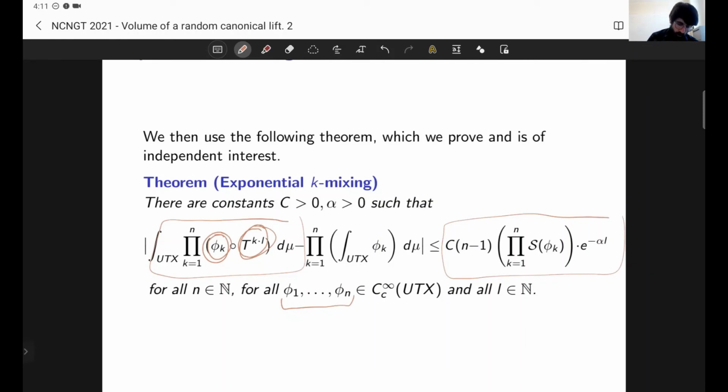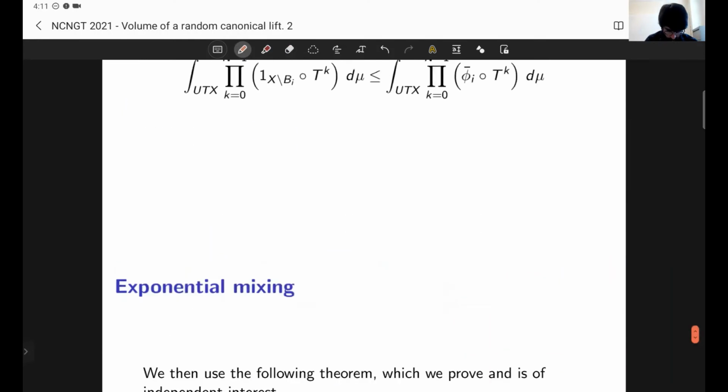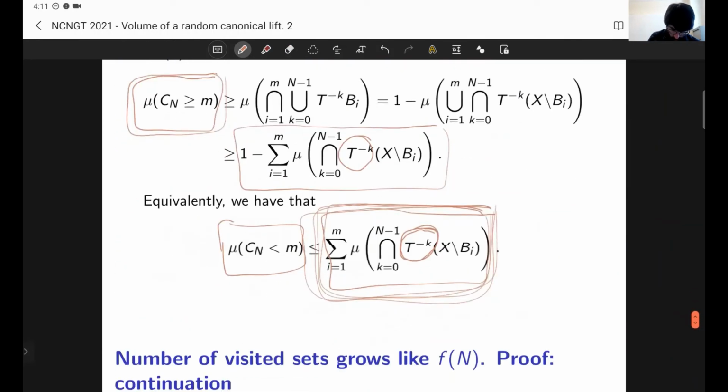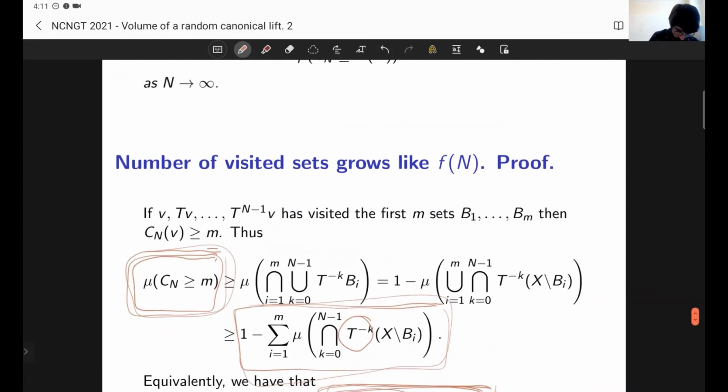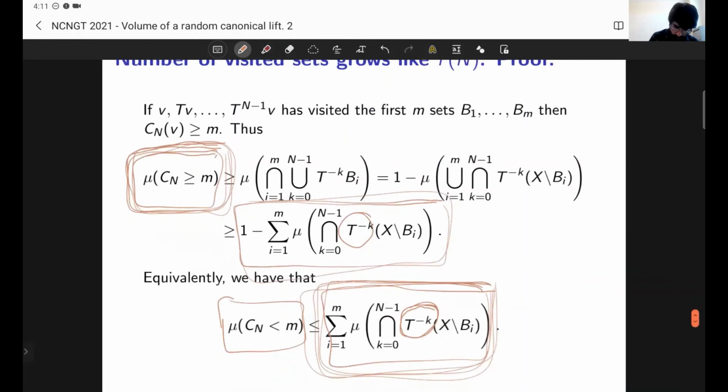Okay, so our goal, just to recap, is to show that we want to give a lower bound to this probability, which means we would like to estimate this term. What we would like to show, indeed, is that this goes to 1 as n goes to infinity, which amounts to showing that this term goes to 0 as n goes to infinity.